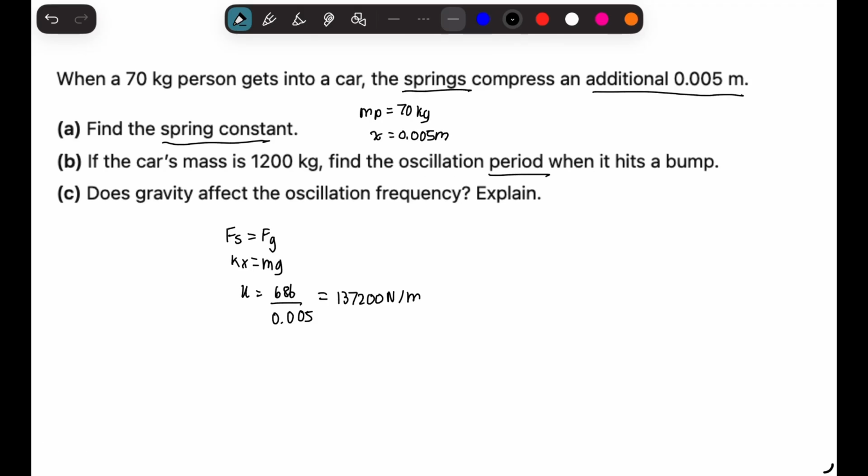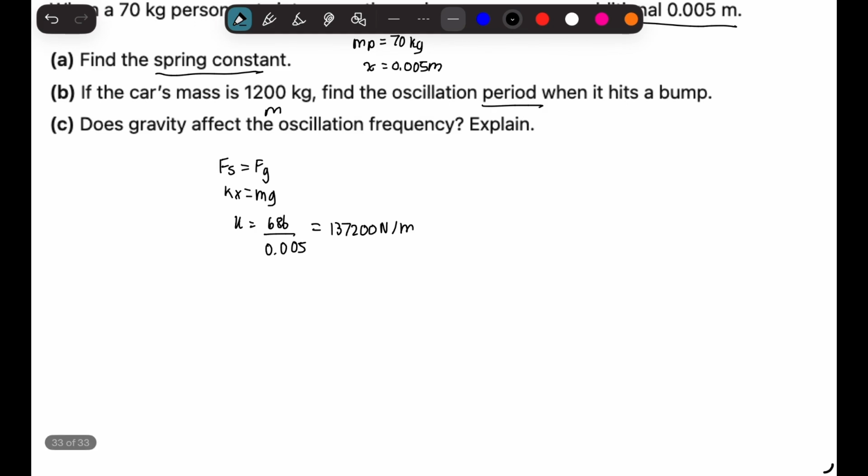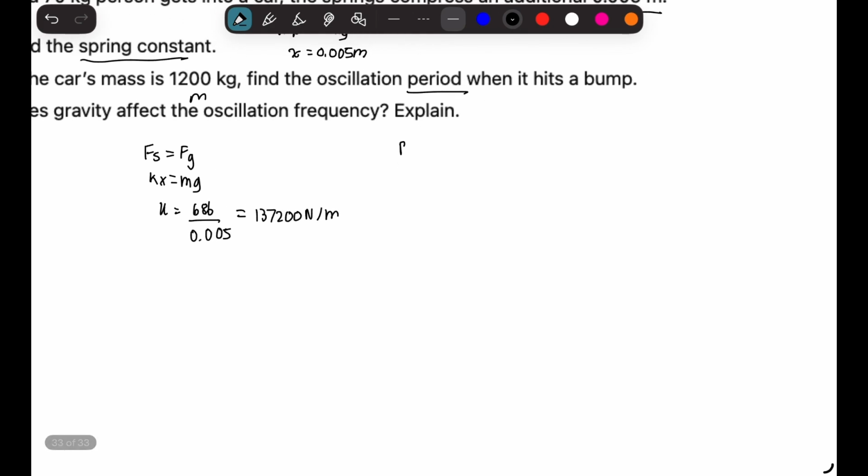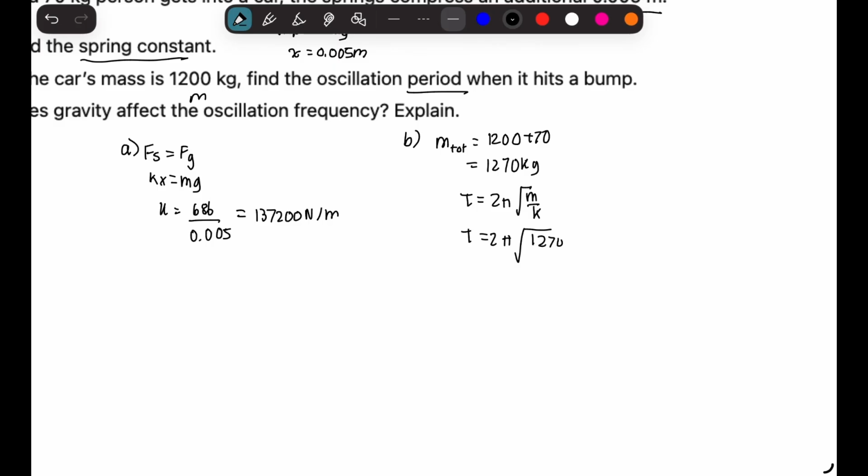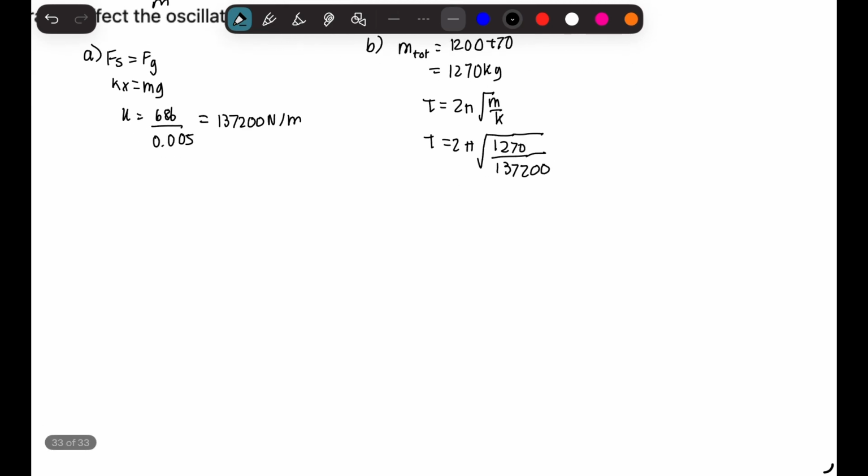Now we need to find the period of the oscillation when it hits a bump, and the mass is 1,200 kilograms. So for part B, you need to find the total mass like we did earlier. So that's 1,200 plus 70, 1,270 kilograms. T is 2 pi root of m over k. T is 2 pi root of 1,270 over 137,200. Now T is equal to 0.604 seconds.